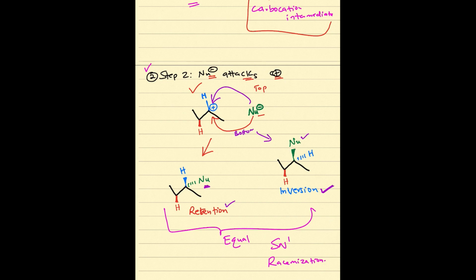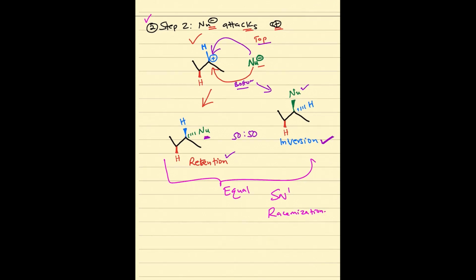And because you have equal chances for both top and bottom attack, you end up with a 50-50 mixture. So equal amounts of both inversion and retention product. And because of that, we say SN1 proceeds by racemization, because you have equal amounts of both retention and inversion product.